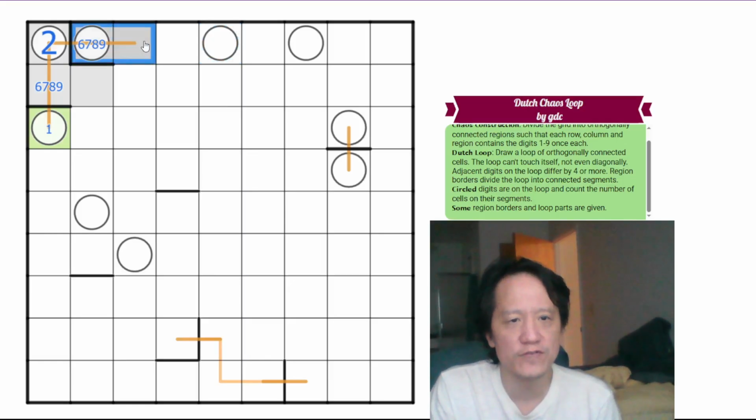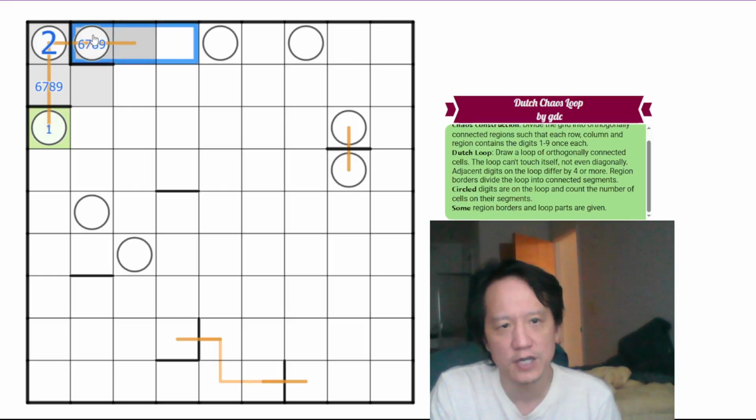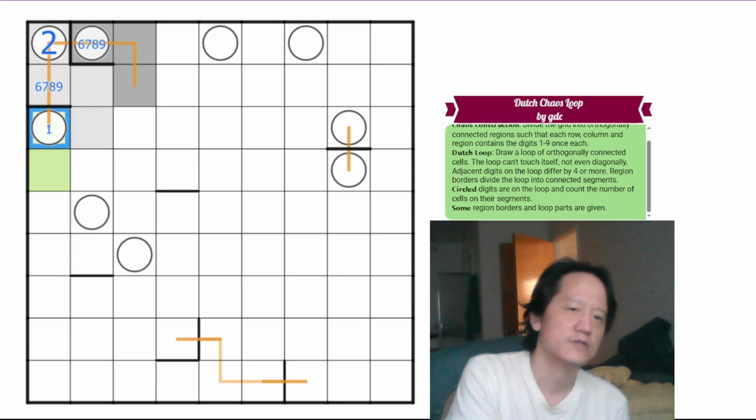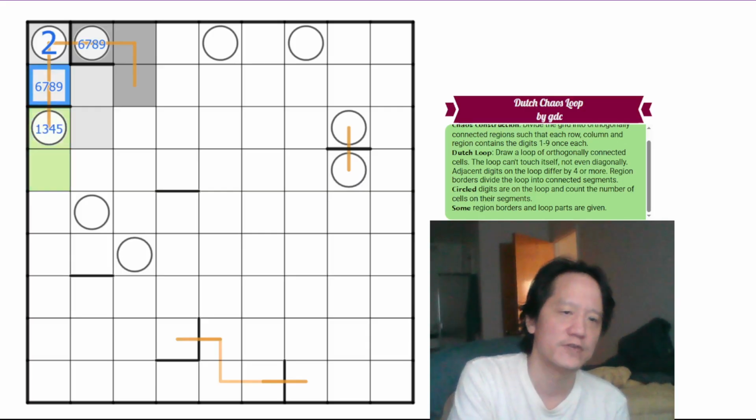So this cannot go this way, because then this would be the same segment, or this would be a very short segment here. And that's not possible. So this has to go this way. And it has to go this way, which means the light has to go this way. The green has to go this way, and it's 4 or more away from 6, 7, 8, 9. So this is 1, 3, 4, or 5 here.